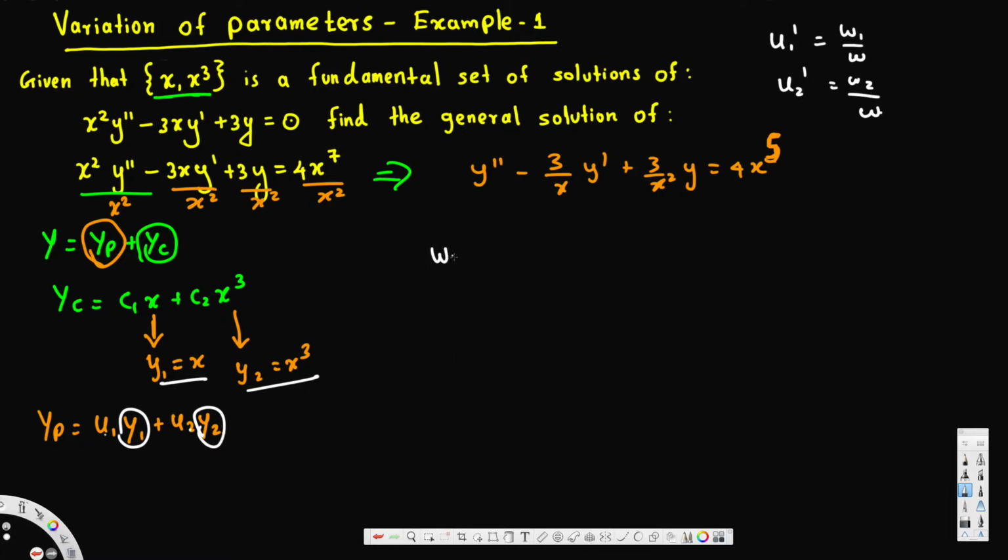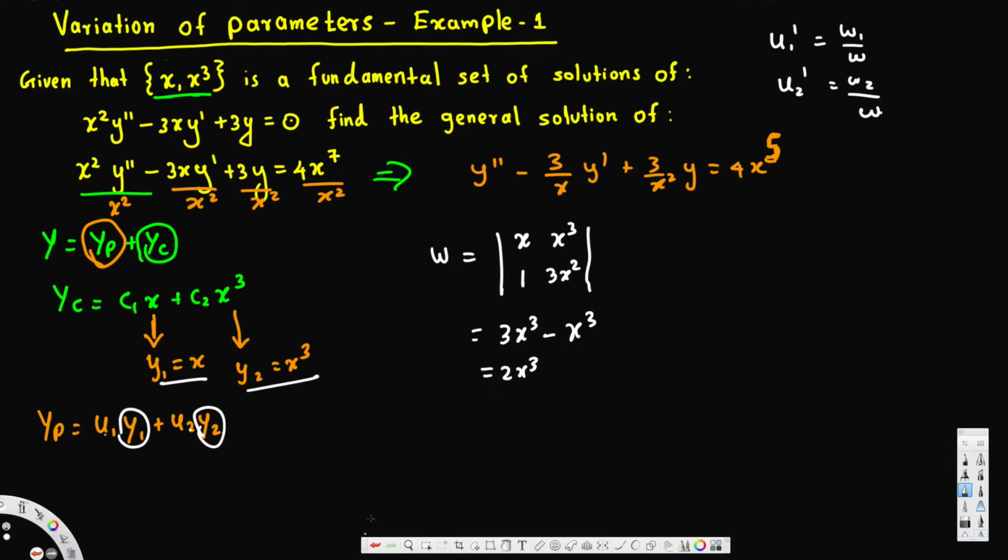To find w first, we put a 2 by 2 matrix. Here y1 is x, and y2 is x cube. Then we find the derivatives: the derivative of x is 1, and the derivative of x cube is 3x squared. Then we find the determinant: 3x cube minus x cube, that is 2x cube. So 2x cube is the determinant w.